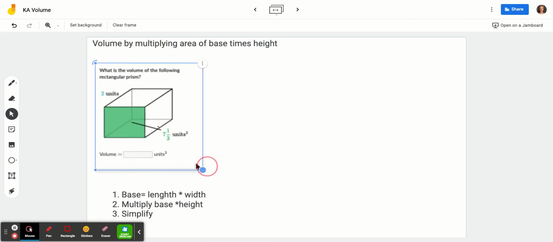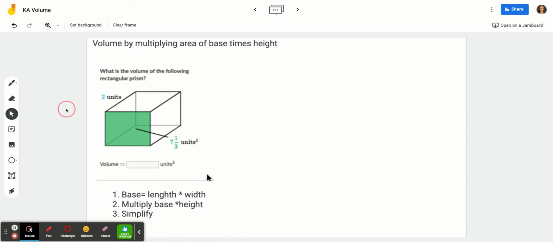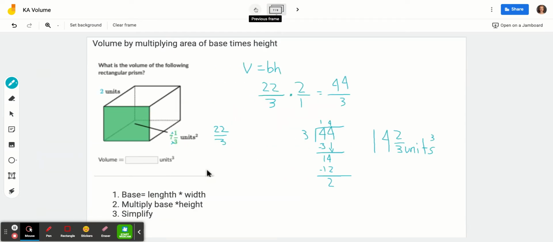We've already had our base multiplied for us. They've already done length times width. Oops. Length. Misspelled length there. Did I just do this one? Yep.